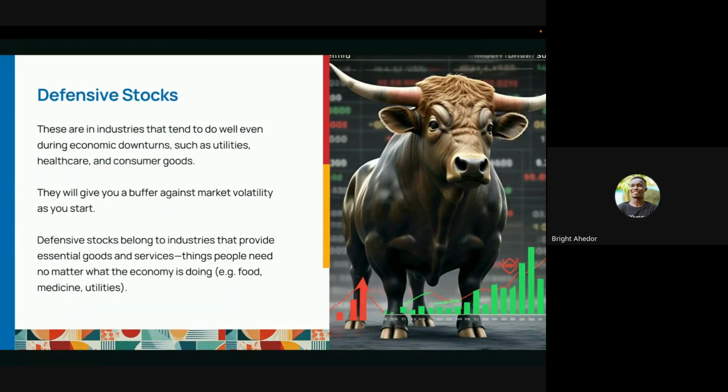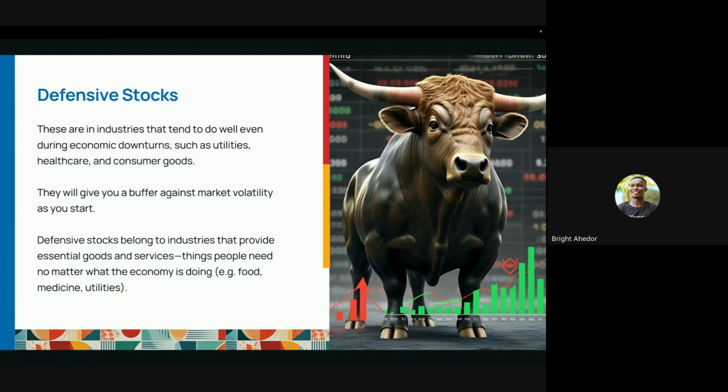There's another group called defensive stocks. Now, these are companies that in down times, they don't lose value. So for instance, during COVID-19, the health industry was resilient, right? So stocks in that area, health, food, some of them are defensive. Even when they are in down times, they can survive.